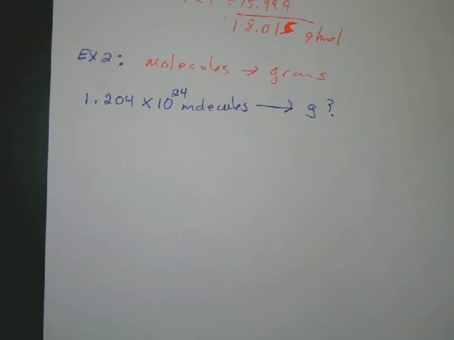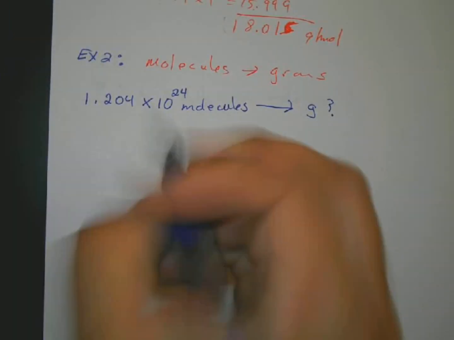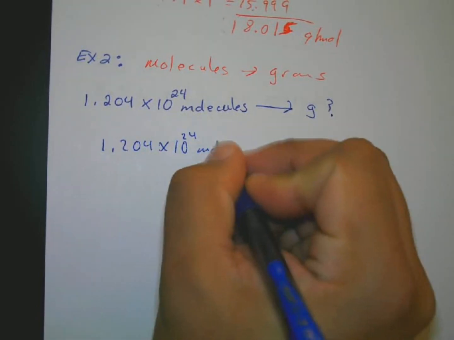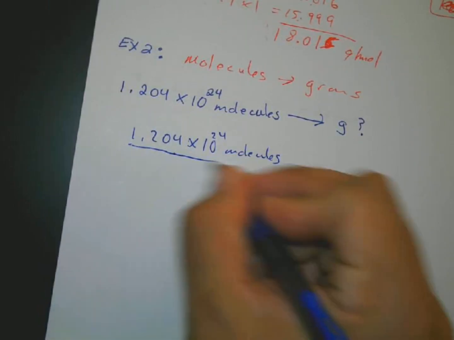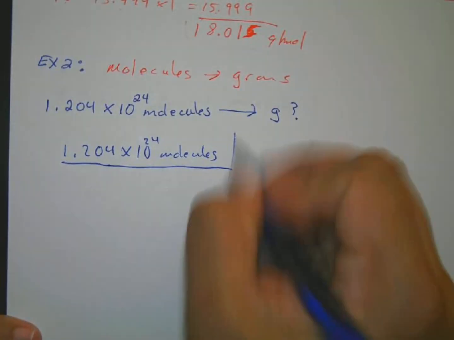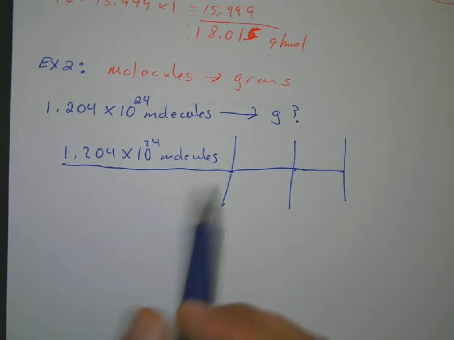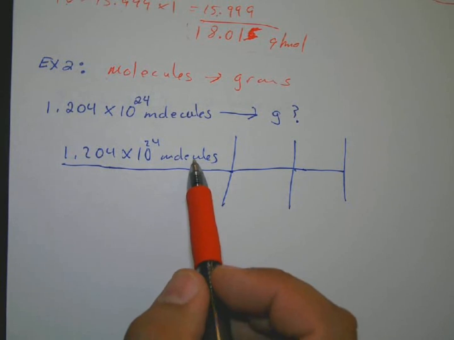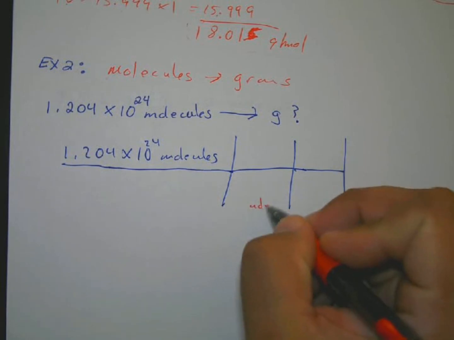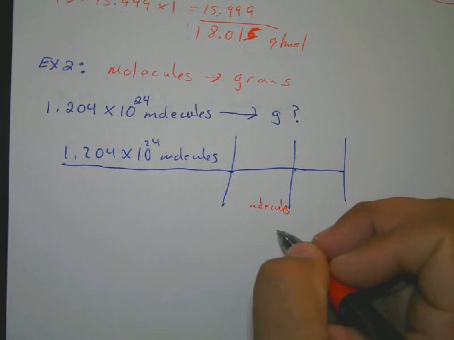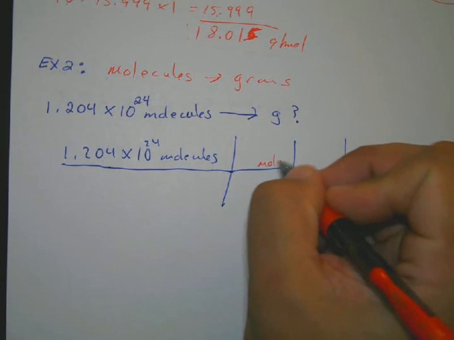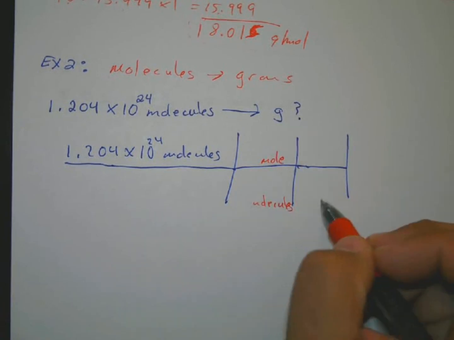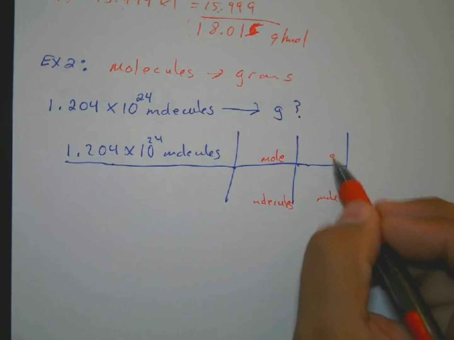So let's do our dimensional analysis again. They start us off with 1.204 times 10 to the 24th molecules. I know this is a two-step problem, so I'm going to draw two sets of boxes. Let's fill this out, units first. I'm going from molecules. Whatever's up here goes down here, so molecules. Where do we always go first? You've got to go to moles first every time. Moles. Now that I'm in moles, I can go to my unit, grams. Whatever's up here goes down here, moles, and then we can go to grams.